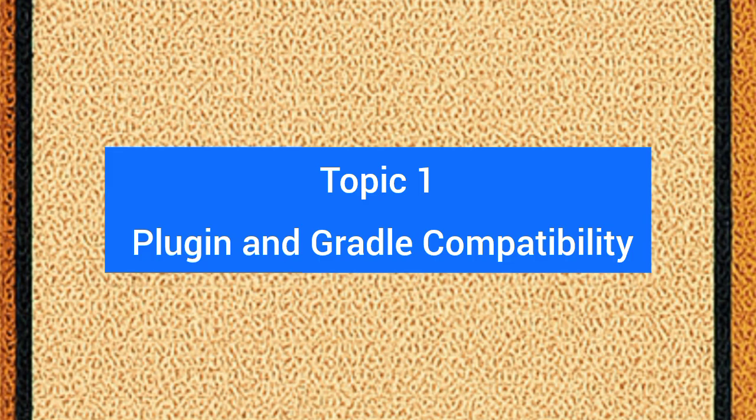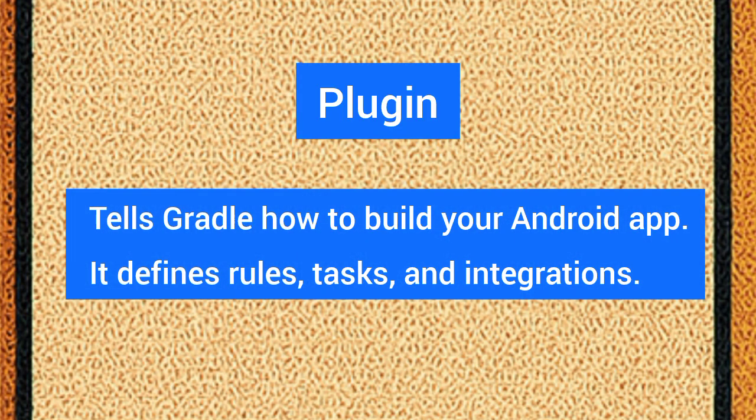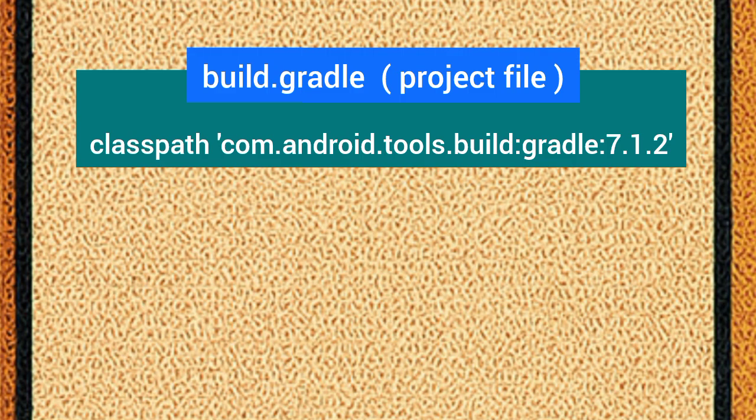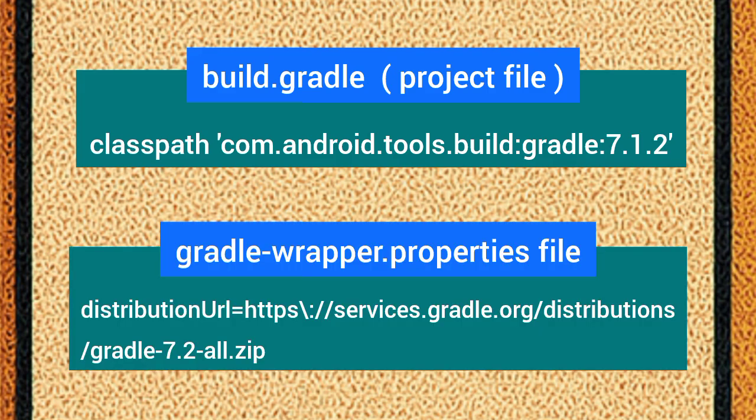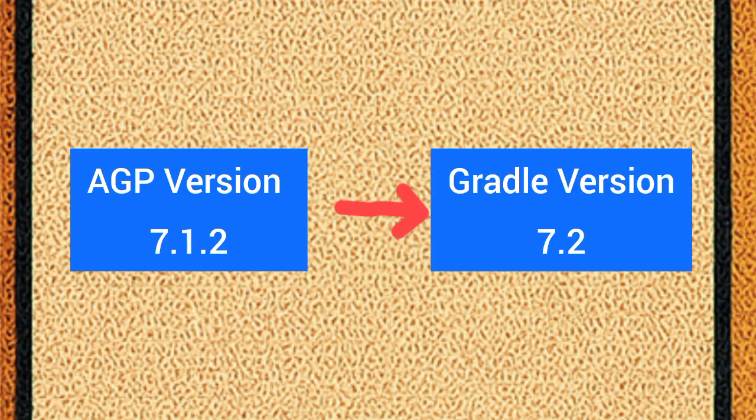Number 1. Plugin and Gradle compatibility. We saw in the first lesson that the plugin tells Gradle how to build your Android app. It defines rules, tasks, and integrations. Without it, Gradle wouldn't even know you're building for Android. Let's say your AGP version is 7.1.2, and the Gradle version is set to 7.2. Note that each AGP version supports only a specific range of Gradle versions, so now these two versions are compatible. Not the same number, but compatible.